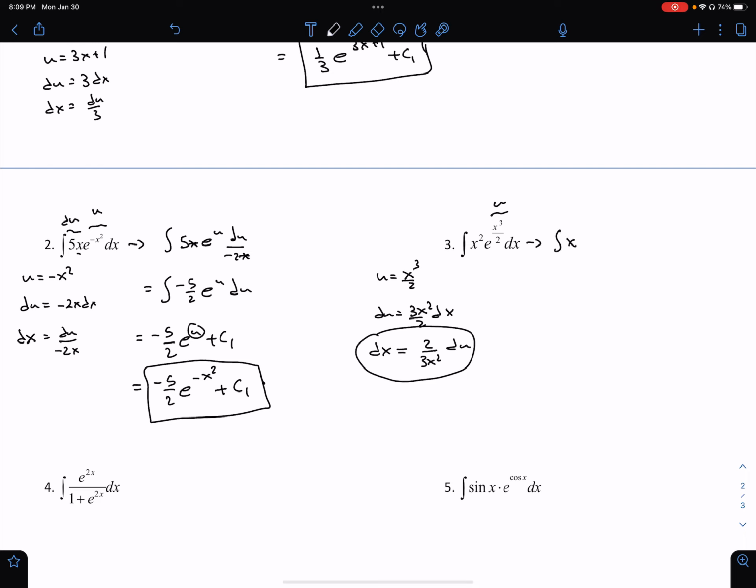Substituting in, we still have the x squared. This becomes x squared e to the u, and we can get this 2 over 3x squared du. Now again, the x squareds have to cancel. If they didn't cancel, we did it wrong. My constant is this 2/3, so I can just bring that out to the front. It does make it a little bit easier. And we get e to the u du. So integrating, we get 2/3 e to the u plus c, and just replace u. 2/3 e, our u was this x cubed over 2, plus our constant of integration.